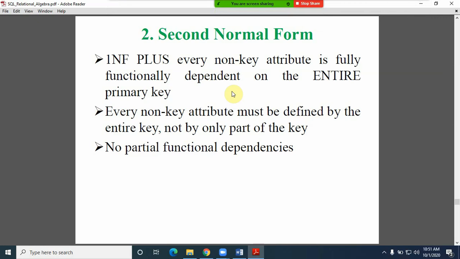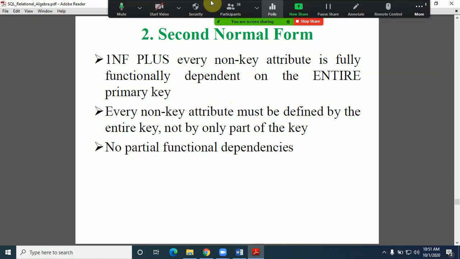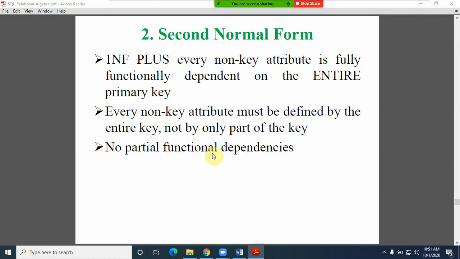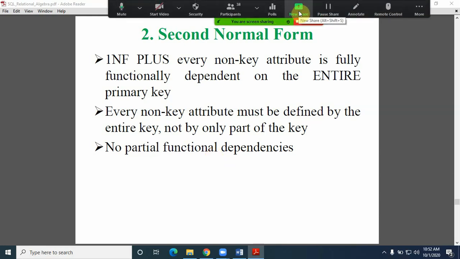Okay, coming to the second normal form. As mentioned earlier, if I am having the nth normal form, it should satisfy the n minus 1th normal form. So the second normal form, friends, here what it observes is the first normal form must be satisfied by that particular table, and one of the important points here, friends: every non-key attribute is fully functionally dependent on the entire primary key. Very important.